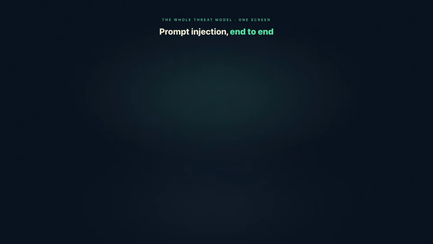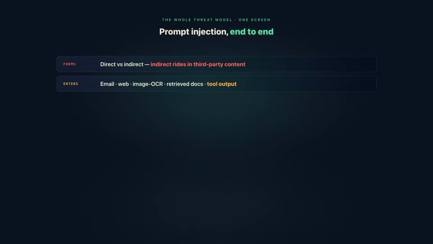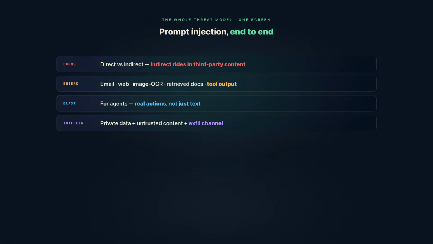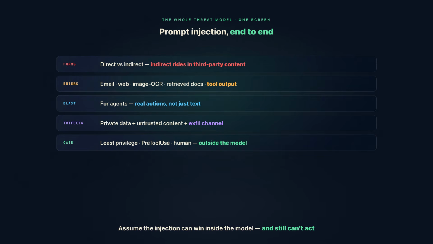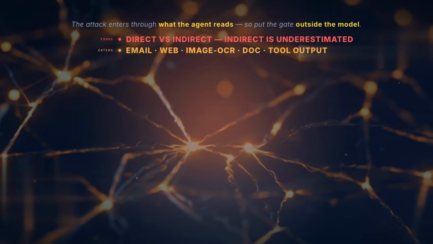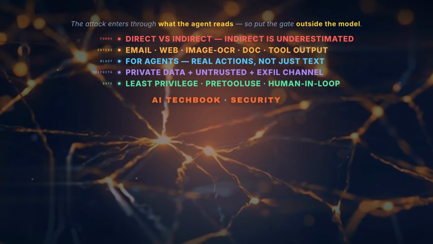The whole threat model on one screen: direct versus indirect, the underestimated one rides in third-party content, where it enters email, web, image OCR, retrieved docs, tool output. The blast radius for agents: real actions, not just text. The trifecta: private data, untrusted content, an exfiltration channel. And the gate: the model can't solve it, so use least privilege, a PreToolUse hook, and a human outside the model. That's prompt injection. The attack enters through what the agent reads, so put the gate outside the model.